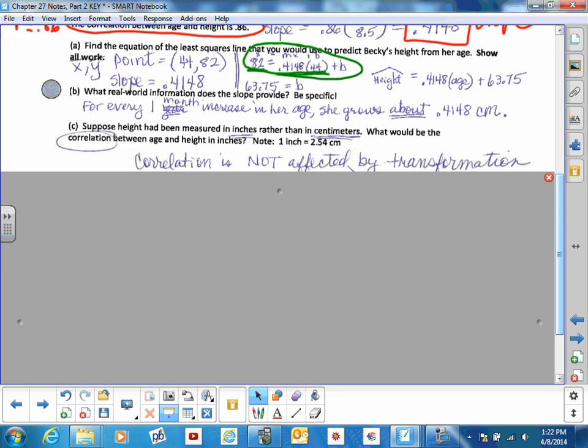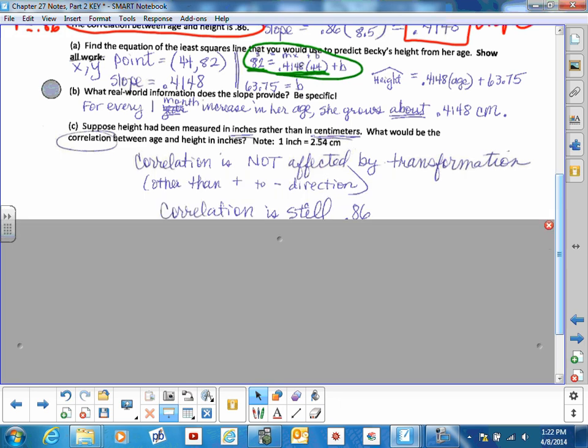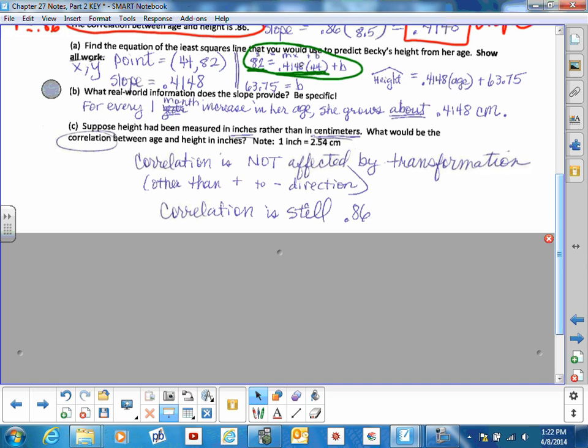So I'm continuing to pull back these things, you know, in light of our review sessions that are upcoming. Other than a positive to a negative direction, you can't change correlation without changing one of the points. It's still 0.86 just because you change the scale. If you multiply, if you divide, if you add, if you subtract, if you flip-flop the x and the y, the correlation value doesn't change. All right, so there's the end of that.